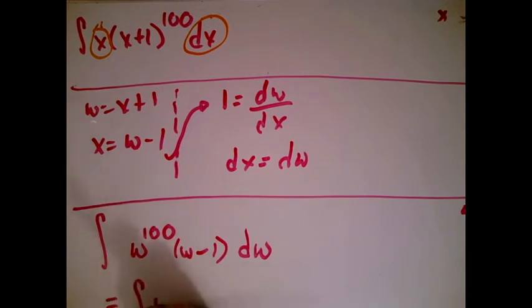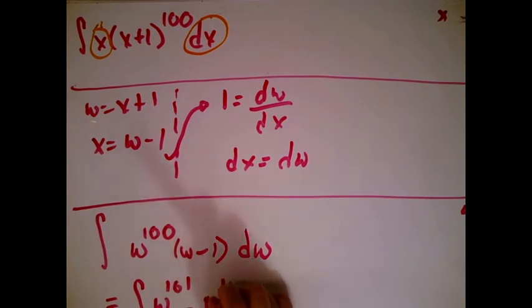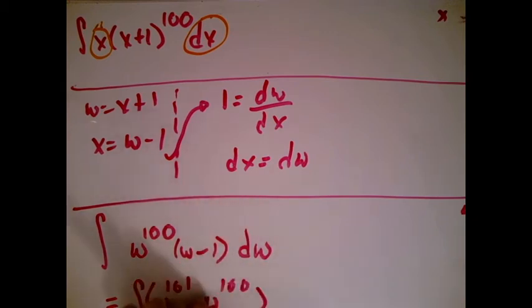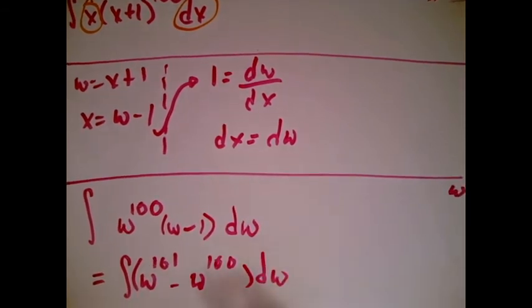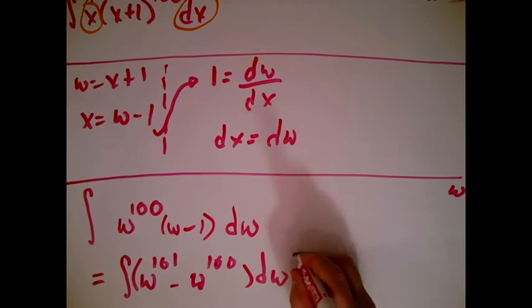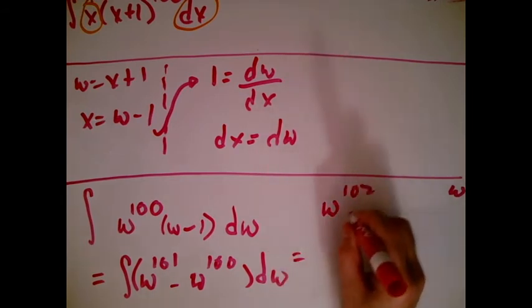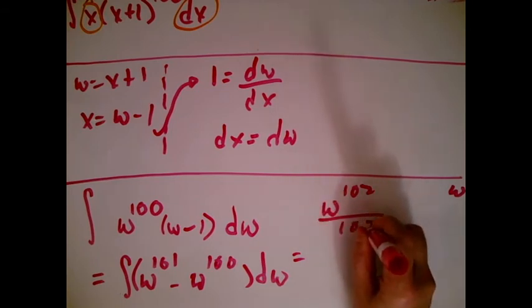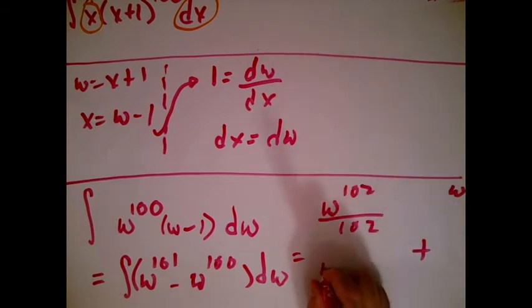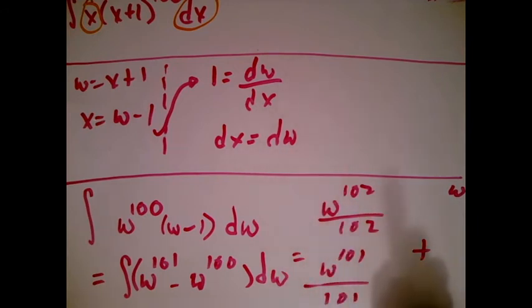Right? This is going to be w to the 101st minus w to the 100th. This is all dw, like that. Now, I can take the antiderivative just using the power rule twice. Right? This is going to be w to the 102nd over 102 plus w to the 101st over 101 plus c, like that. And we actually were able to take an antiderivative.